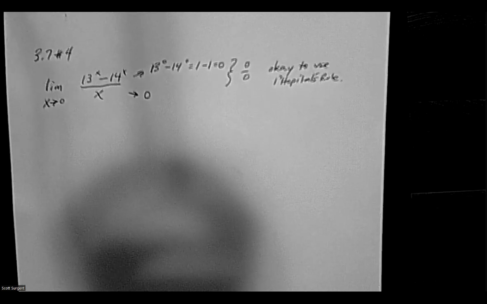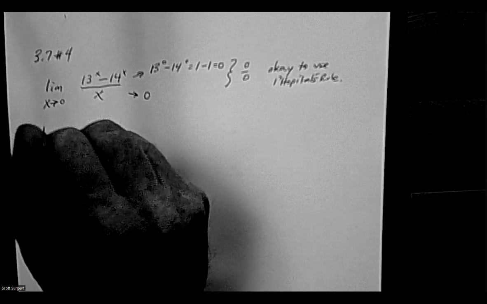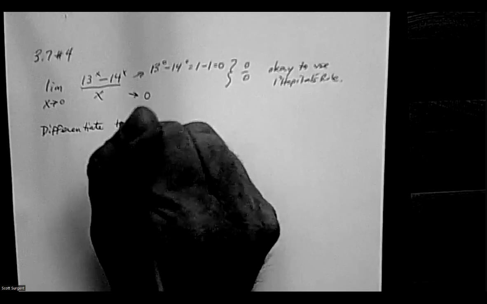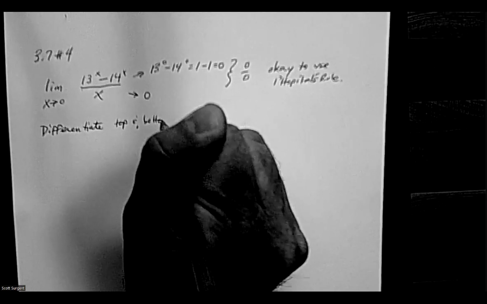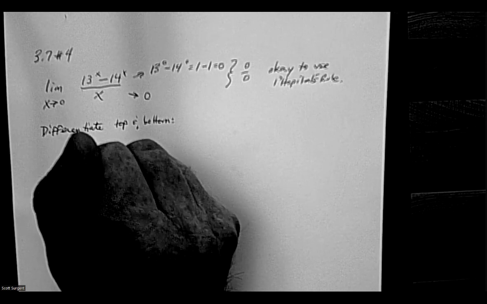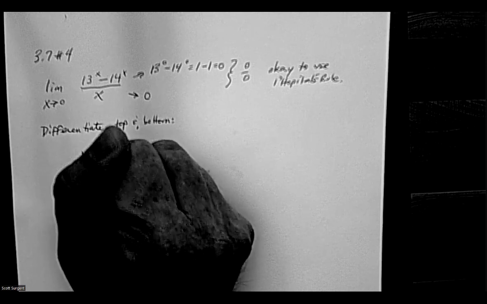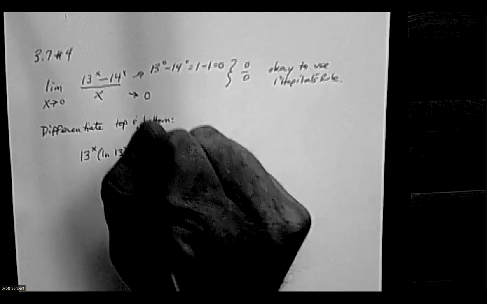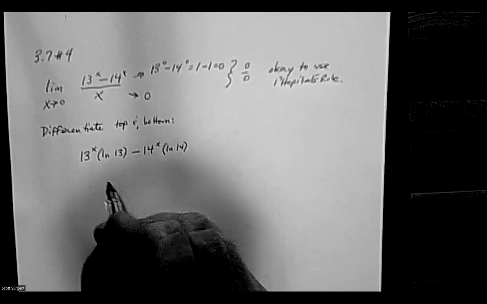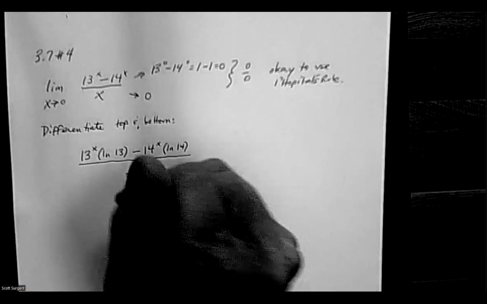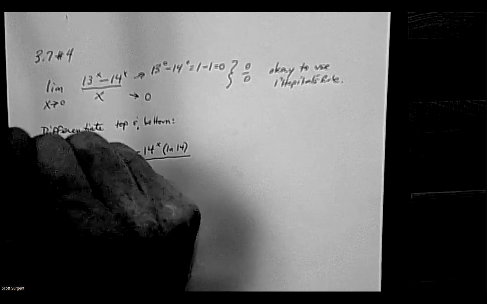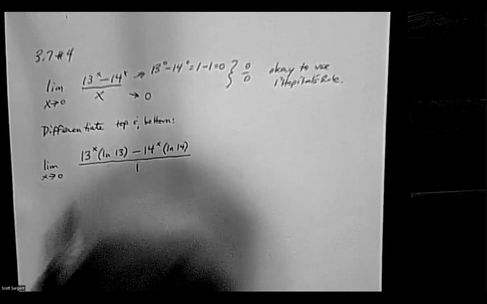Okay. So then it's just a matter of taking derivatives. So we differentiate top and bottom separately. And this one, you just have to memorize the derivative form. It's 13 to the x times natural log 13 minus 14 to the x natural log 14. That's automatic. The chain rule is just 1, so it doesn't really affect anything. And then you take the limit of that again.